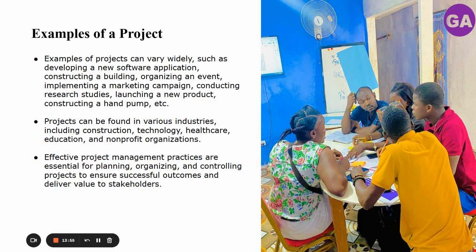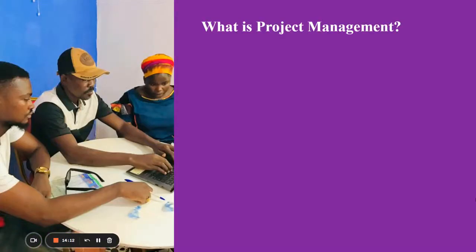Now, to effectively manage projects, you need to make sure you plan. So effective project management has to do with planning, it has to do with organizing, and it has to do with controlling the project to ensure that you achieve the project result and stakeholders are satisfied at the end of the project. Now let's explore what project management is.